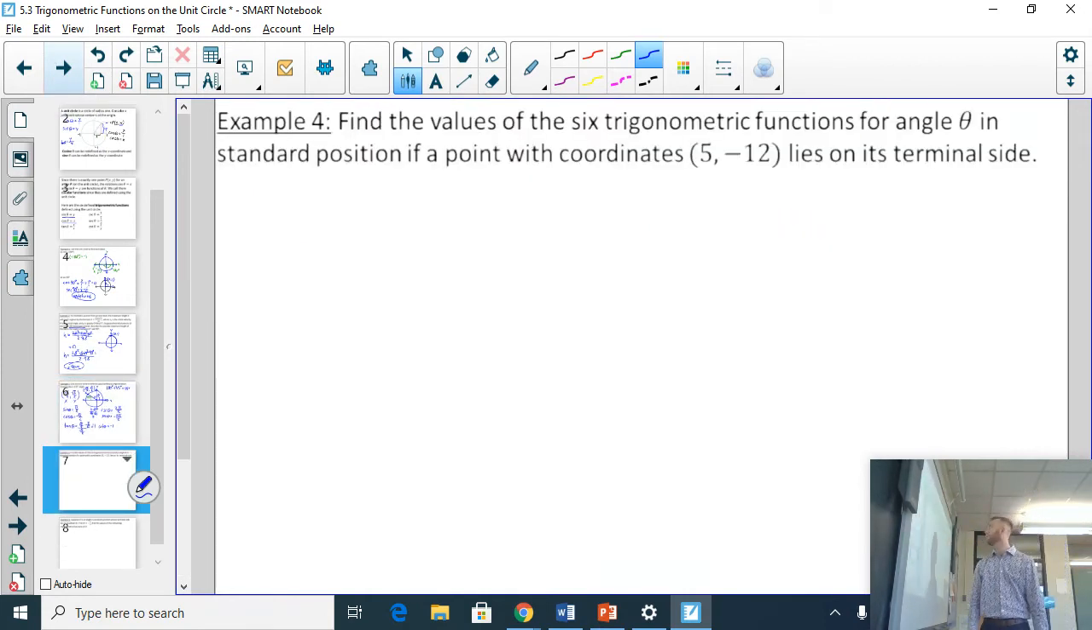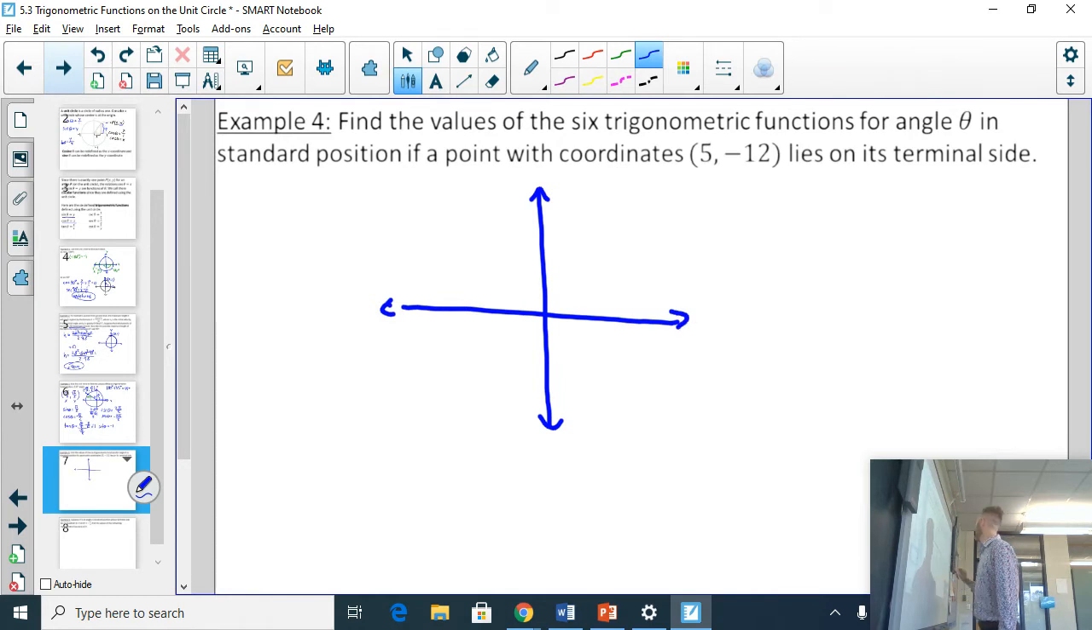Now, for example 4, it says find the values of the 6 trigonometric functions for angle theta in standard position if a point with coordinates 5, -12 lies on its terminal side. So I'm just going to forget about that and draw a graph. The coordinates 5, -12 are going to be somewhere around there. I'm just drawing a picture. 5, -12.